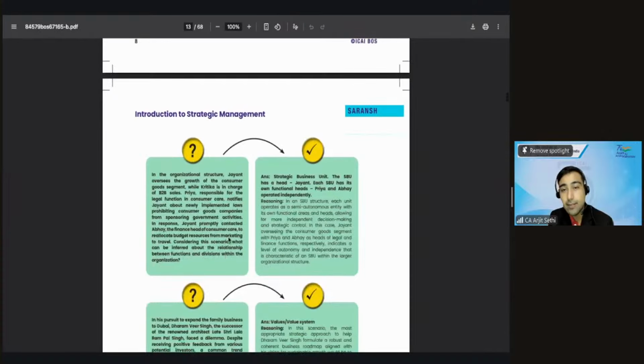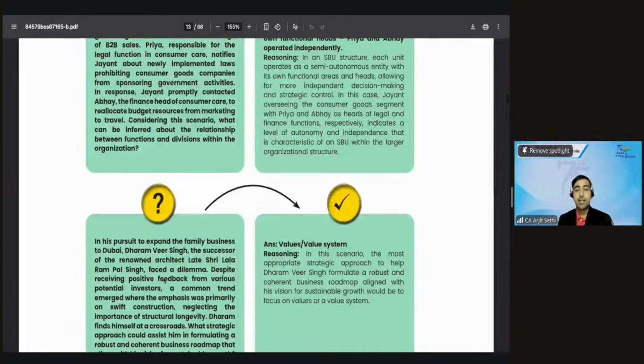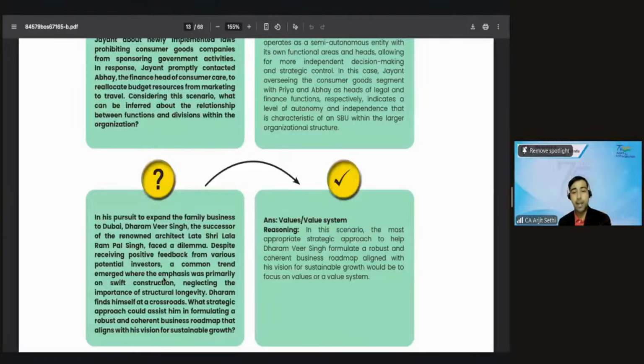And you see, you have question and answer here as well. You have two questions to solve. In the pursuit to expand the family business to Dubai, Dharamveer Singh, the successor of renowned architect late Sri Lala Rampal Singh, faced a dilemma. Despite receiving positive feedback from various potential investors, a common trend emerged where the emphasis was primarily on swift construction, neglecting the importance of structural longevity. Dharam finds himself at a crossroad. What strategic approach could assist him in formulating a robust and coherent business roadmap that aligns with his vision for sustainable growth values?